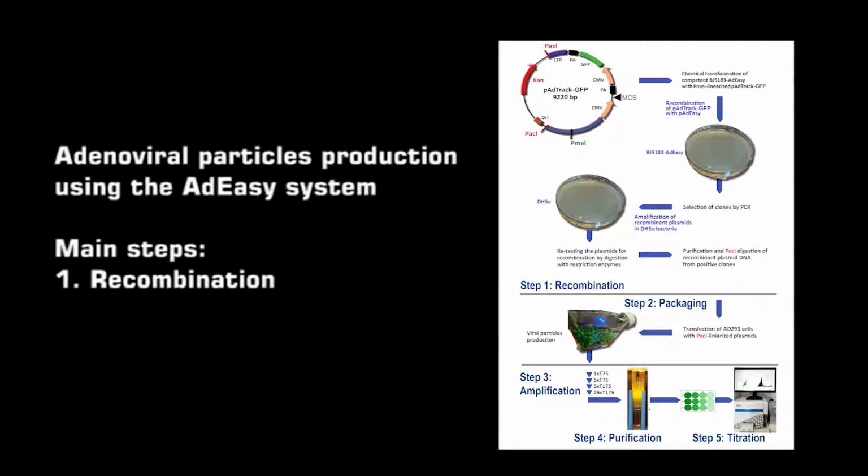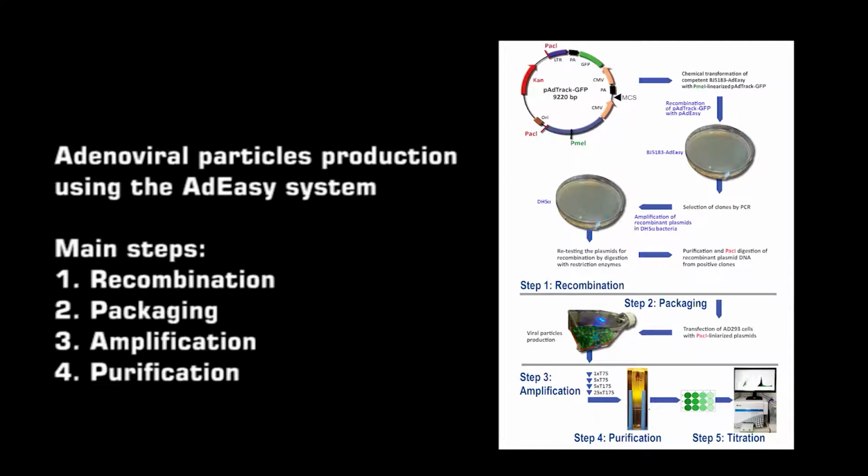The main steps of the technology for producing these adenoviruses are: 1. Recombination of pAdTrack containing GFP with the pAdEasy 1 plasmid in BJ5183 bacteria. 2. Packaging the adenoviral particles. 3. Amplification of the adenovirus in AD293 cells. 4. Purification of the adenoviral particles from cell lysate and culture medium. 5. Viral titration and functional testing of the adenovirus.